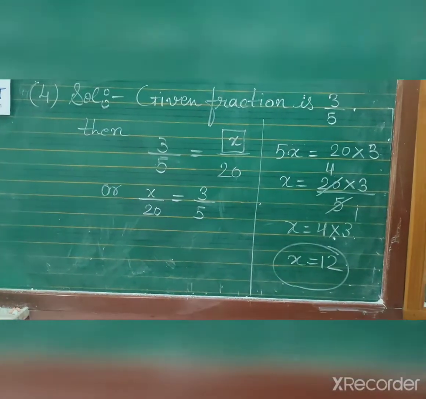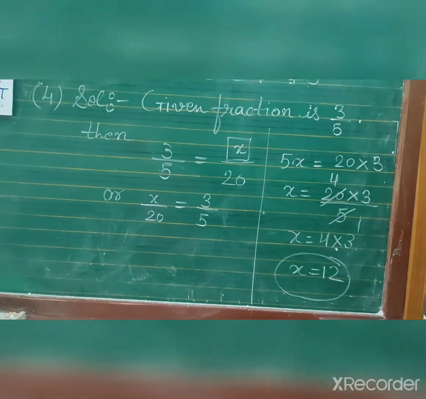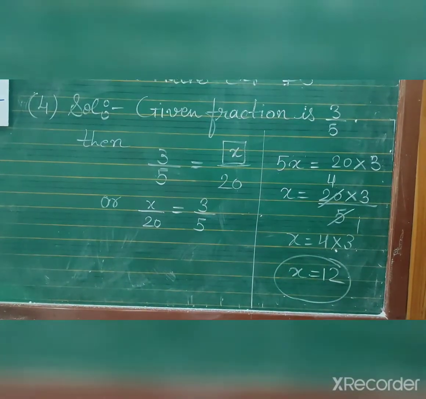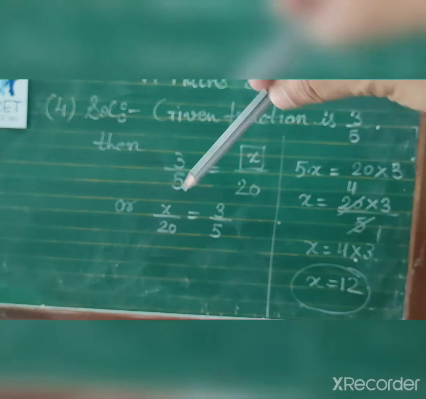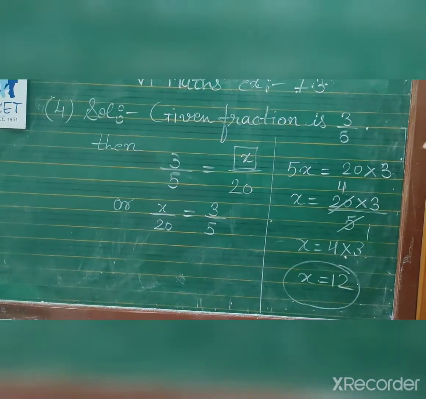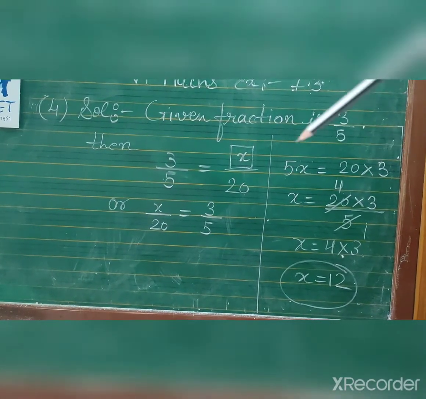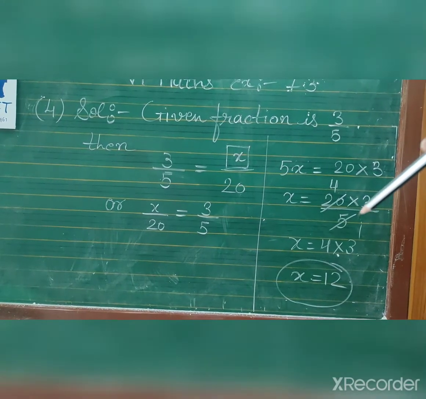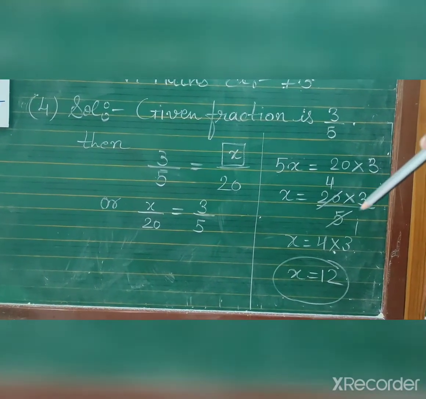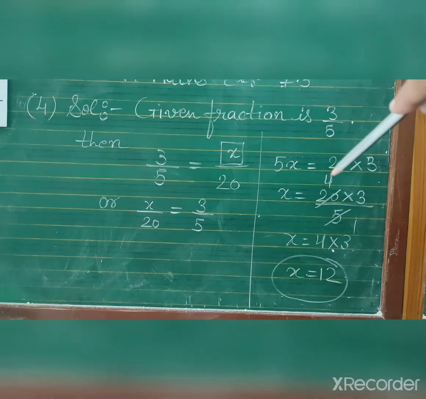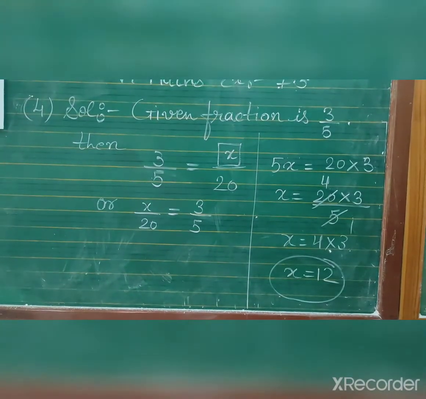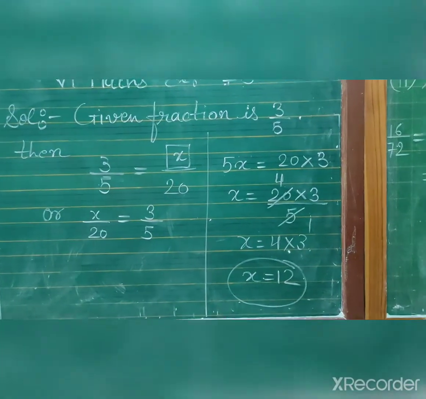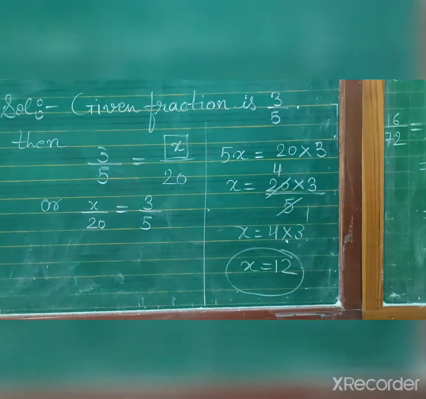Now we have seen in that table that cross multiplication is always equal in equivalent fractions. So cross multiplication: 5x equals 20 into 3. So x equals 20 into 3, and 5 is in multiplication so it will be in the denominator. 5 1s are 5, 5 4s are 20, 4 3s are 12. So the numerator will be 12. Clear?